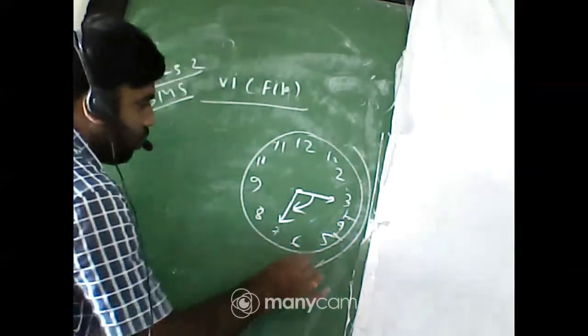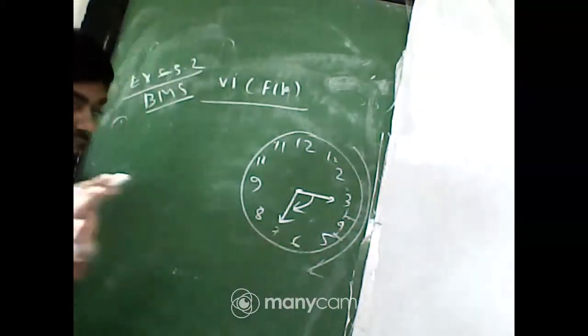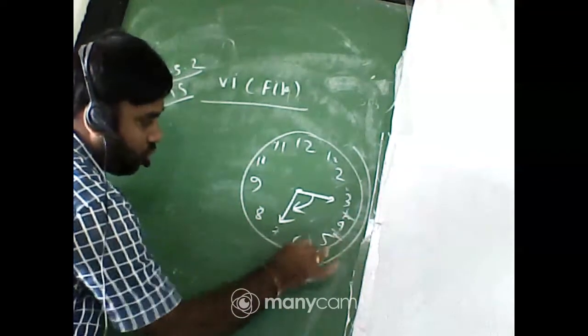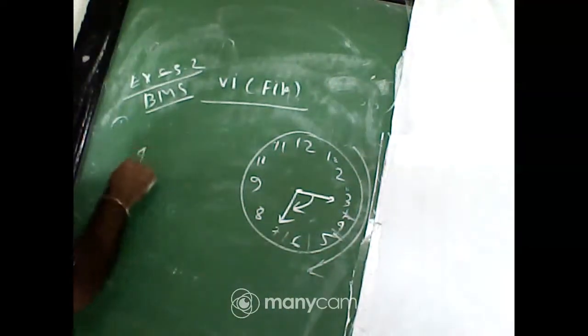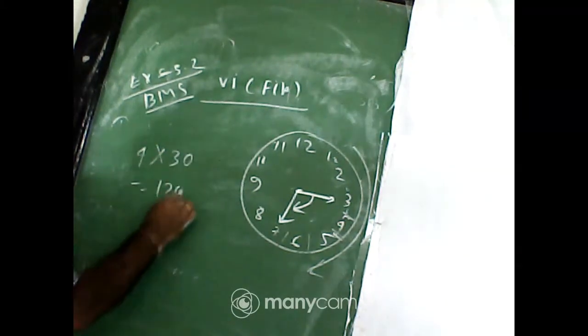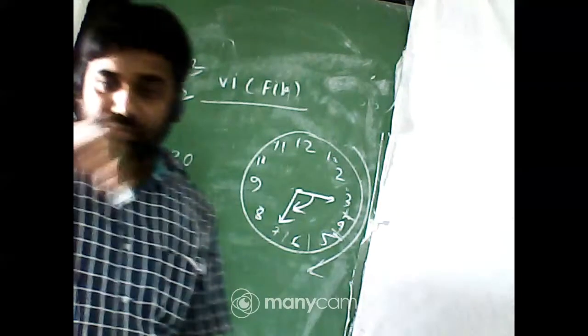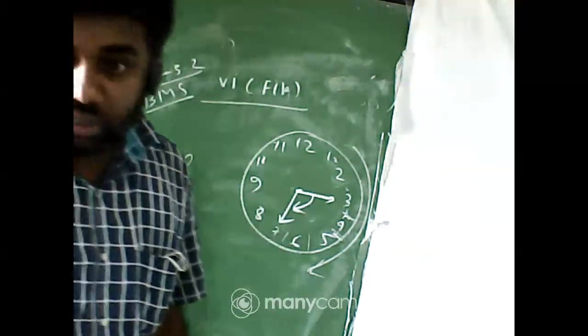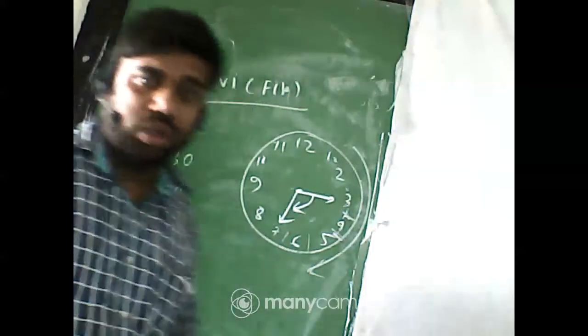So how many gaps from 3 to 7? Joita, look at the board. 1, 2, 3, 4. So 4 gaps. So the angle between 3 and 7 is 4 into 30, 120. Got it? Well done, Isika.